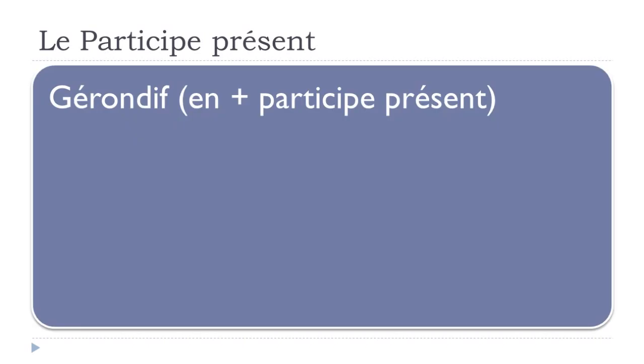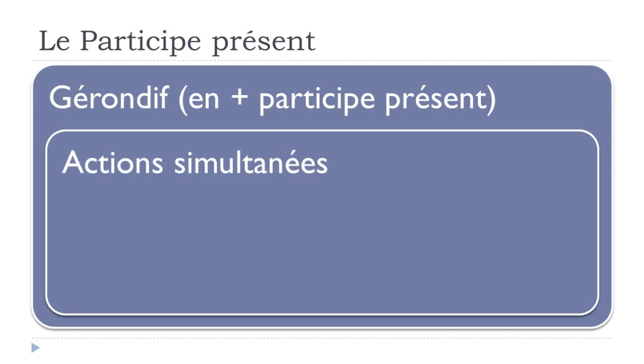One of the first and most common ways to use le participe présent is to construct what we call le gérondif. Normally you will construct it with la préposition en, like that, and you will put your participe présent form, the form that we'll discover in this video. The idea of this gérondif is just to express two actions, des actions simultanées, so two things are taking place at the same time. So you've got this gérondif form that you can use to express this.